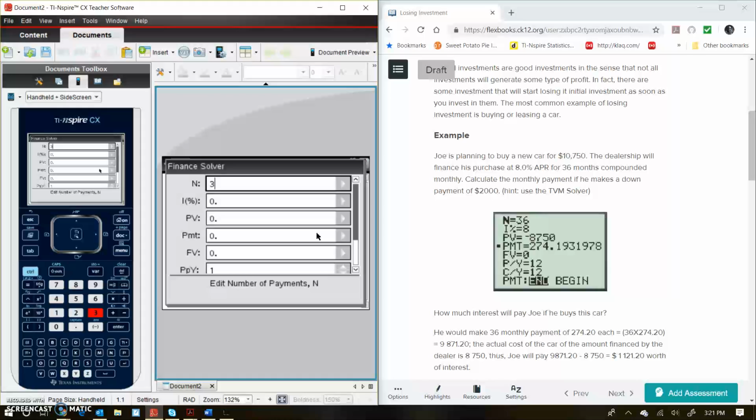So for the N, we have 36 months, or you could put 3 times 12 because it's a 3-year purchase. The interest rate is 8%. The PV is your loan, so that's $10,750 minus the down payment, which is $2,000. You're going to finance whatever's left. So we just hit tab on that, and there we go. We're going to find out what the payment is, so we just leave that blank.